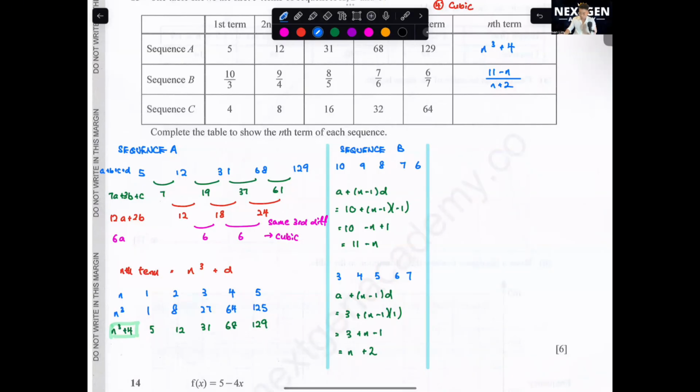Okay, the last one: 4, 8, 16, 32, 64. What sequence is this? Sequence C. Okay, what's this sequence? Geometric. Okay, very good, Sean. So it is multiply by 2: 4, 8, 16, 32, 64. Okay, what is the general formula for the nth term?